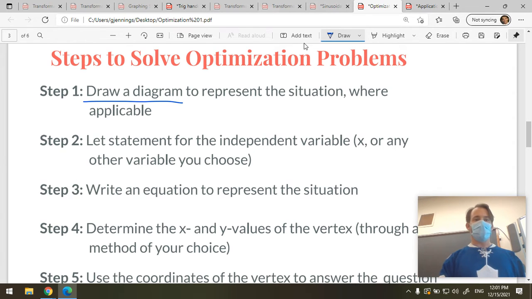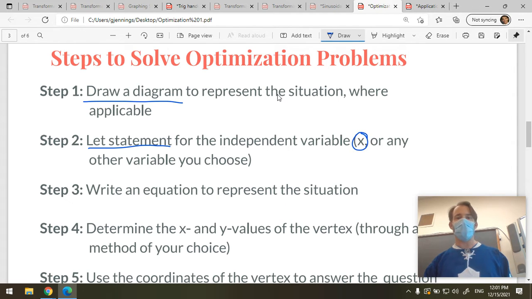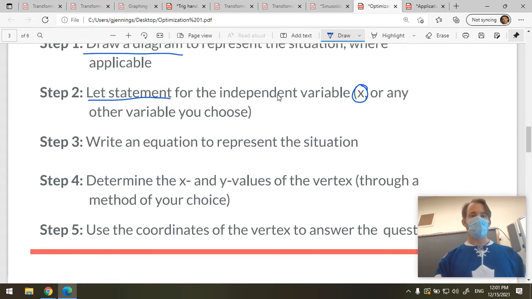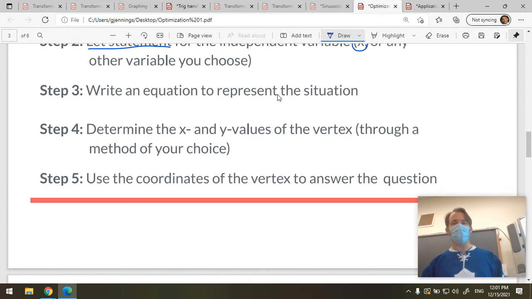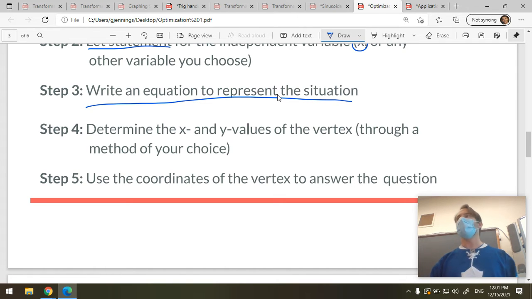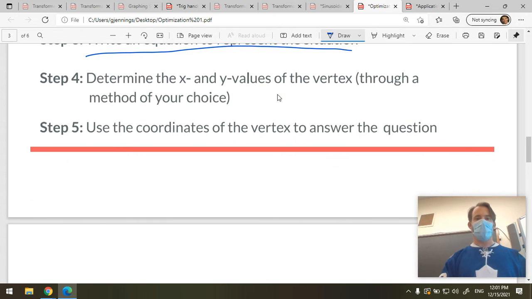Okay, next, you need let statements after that. After you draw this diagram, use let statements to identify your variables x and y. And then create an equation that represents the situation. This is the tricky part, and we're going to be looking through the words in the problem to create these types of things. And then once you find the x and y values of the vertex, you are going to use those values to interpret your answer.